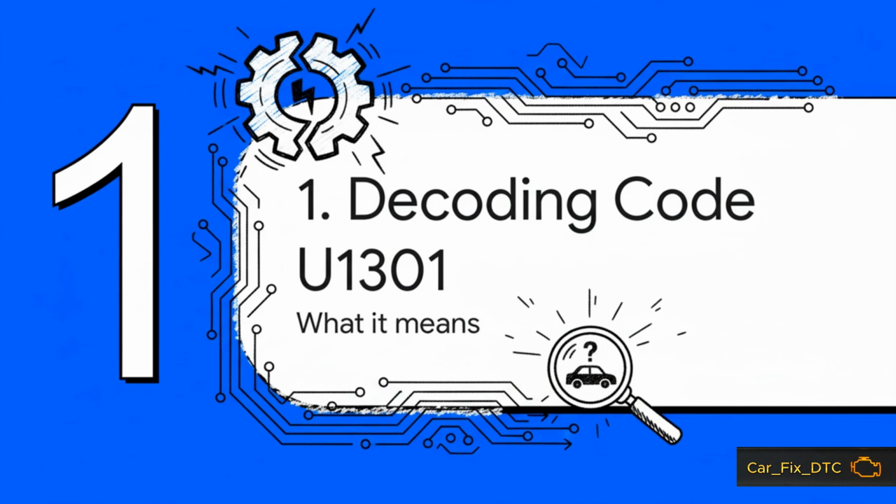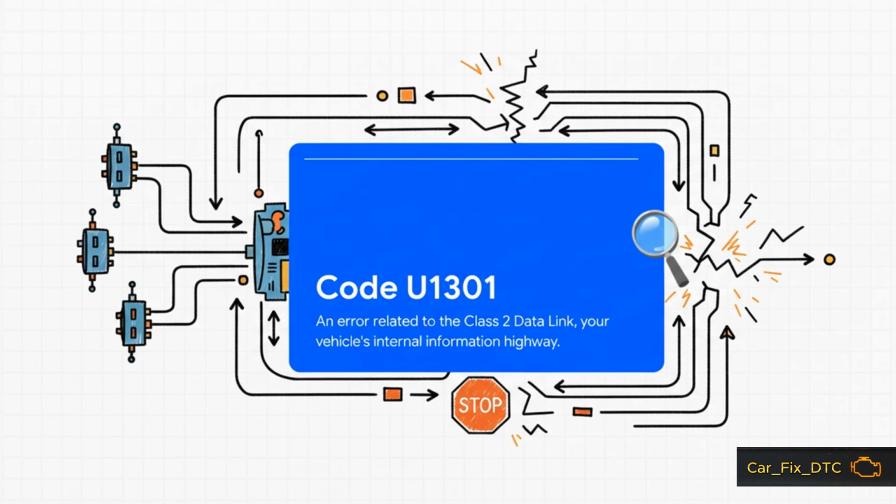Okay, first things first. What is code U1301 really? Before we can even dream of fixing it, we've got to understand what our car is trying to tell us. At its heart, U1301 is all about a breakdown in communication. You've got to think of this Class 2 data link as your car's own private internet, or its information highway. It's how all the different computers, for the engine, the transmission, the brakes, are all constantly chattering with each other, sharing critical data. This code means there's a major traffic jam on that highway.